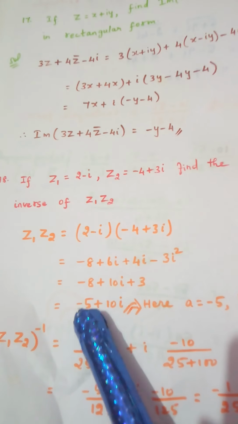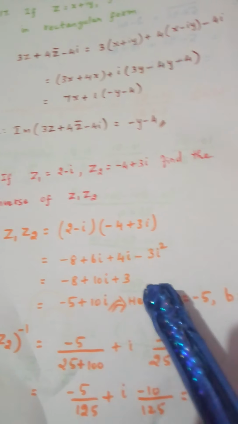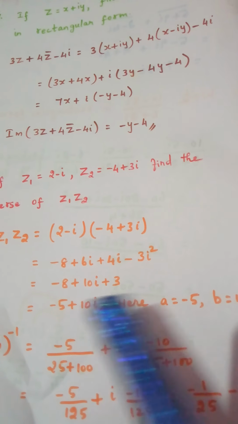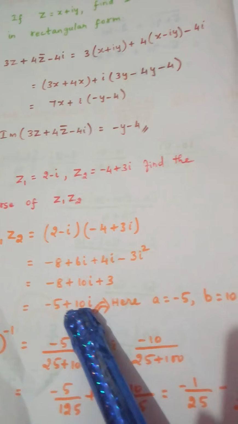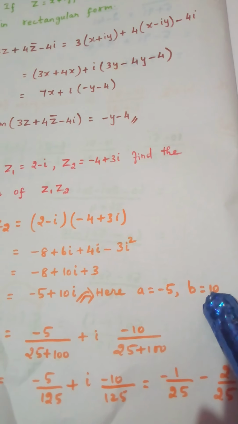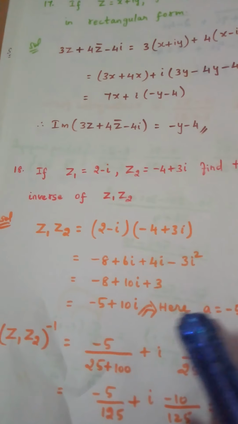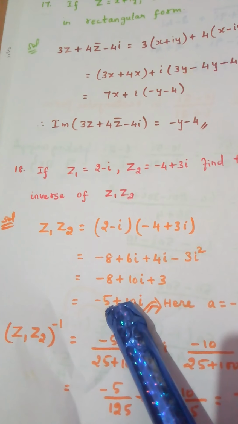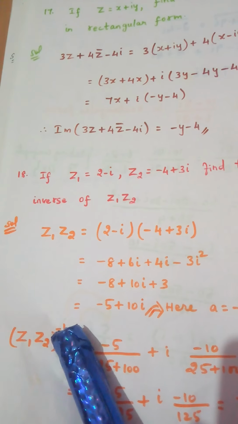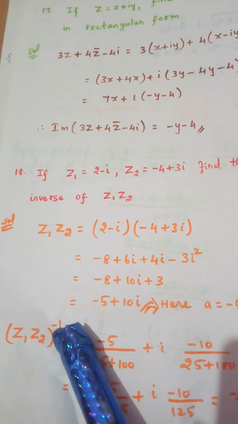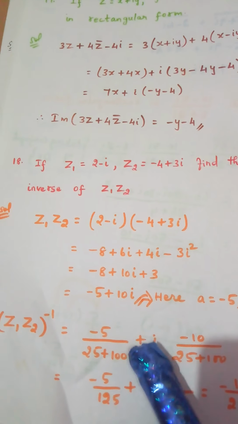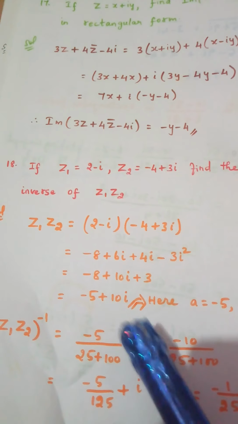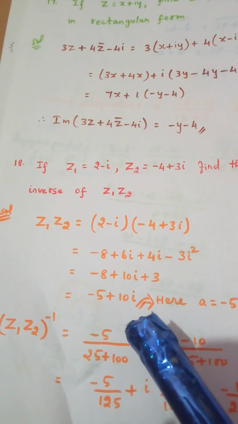Now what is the real part here? Minus 5. So I am writing a is equal to minus 5. What is the imaginary part? 10. So we are writing b is equal to 10. What actually do we need to find? We have found out z1 into z2, but actually we need the inverse. So I am writing z1 z2 whole inverse equal to, I have not written the formula here. You should know, we have done a problem before. How to find the multiplicative inverse?